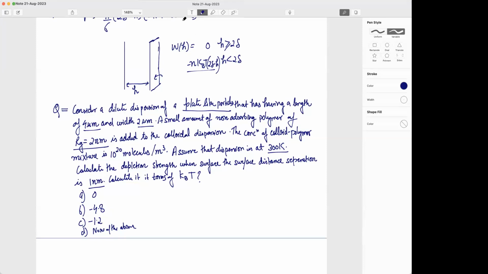Sir, do we have to keep all the units in nanometers only? No, do it in SI units. Okay. It has to be calculated in terms of kBT. Okay.